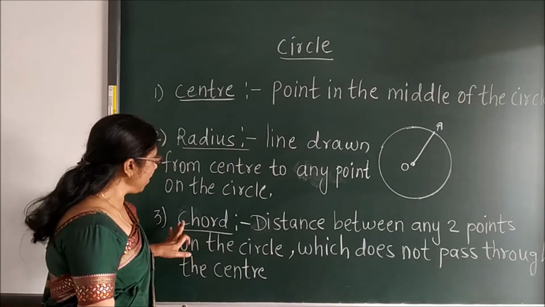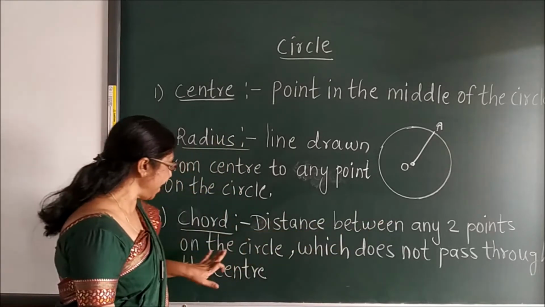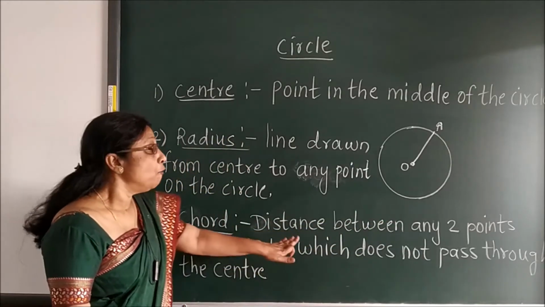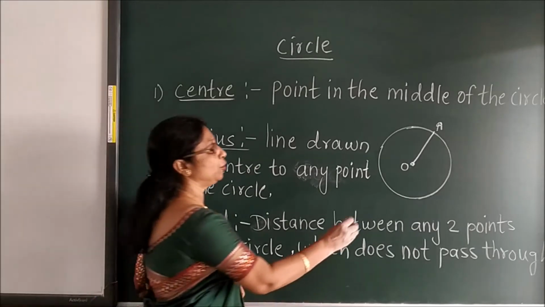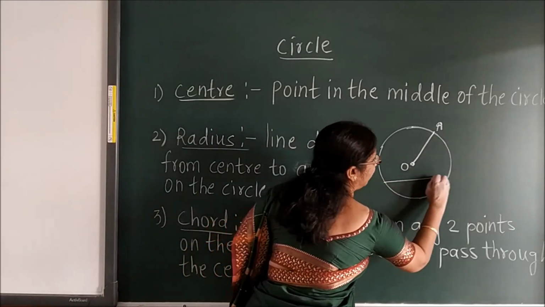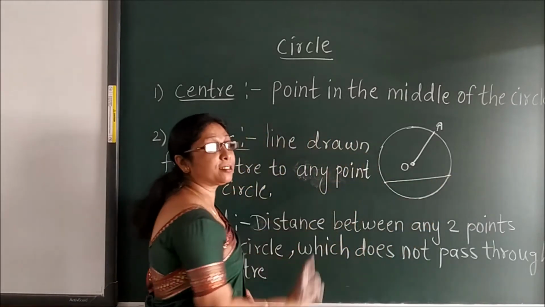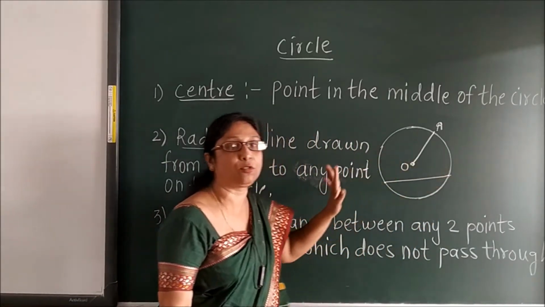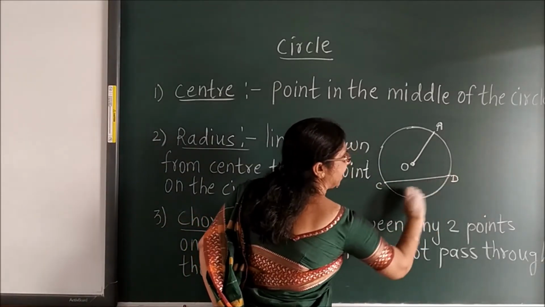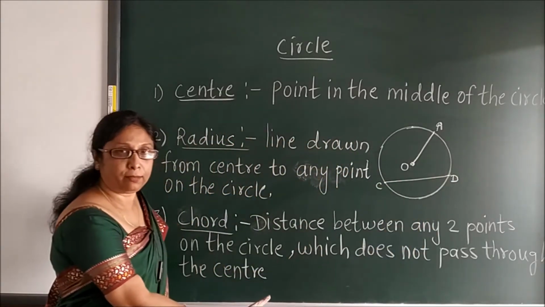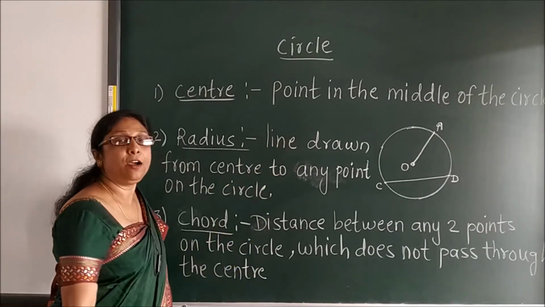Clear? Then we have chord. The distance between any 2 points on the circle which does not pass through the center. You can draw a line between any 2 points on the circle, but it must not pass through the center. So here you can name it CD. So CD is the chord. Here O is the center, OA is the radius.